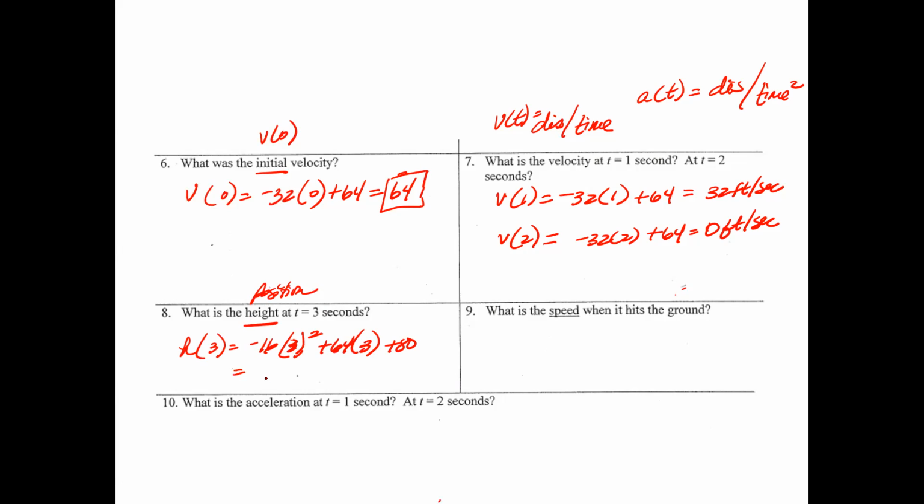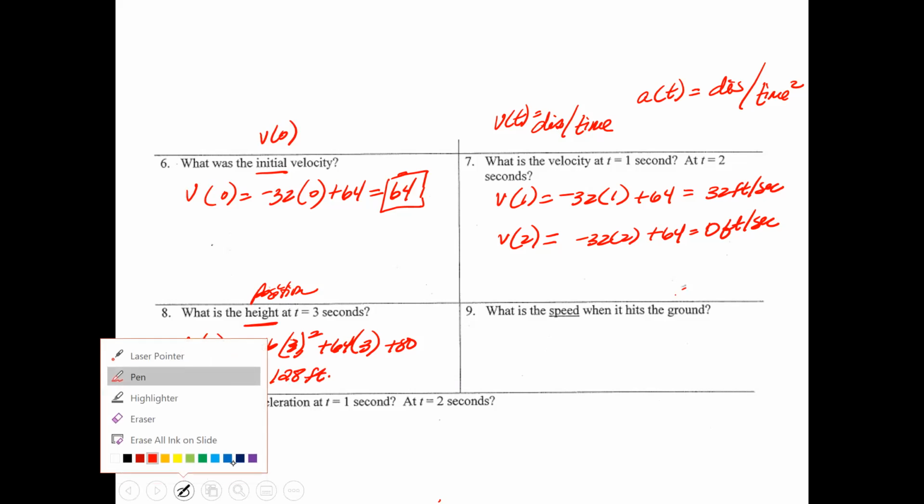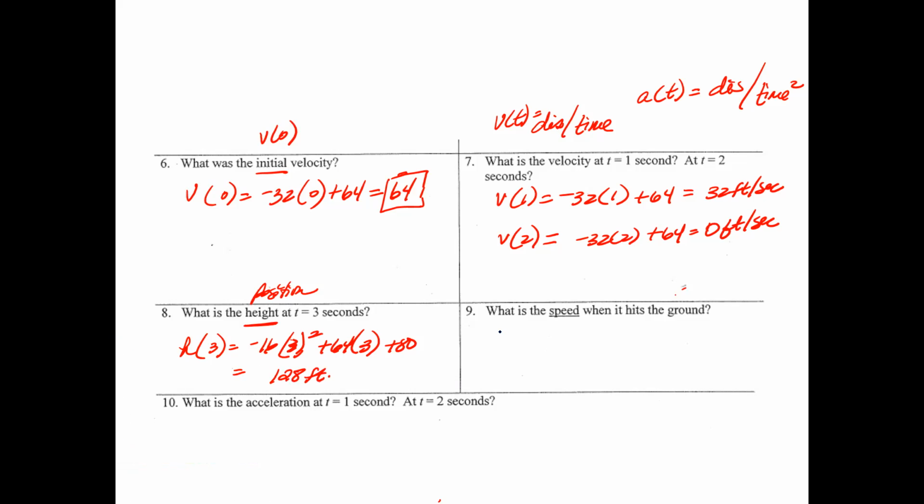So then once you calculate this, you should have 128 feet. No time, because it's just a position function. Number 9, what is the speed when it hits the ground? Speed is asking you for the velocity.